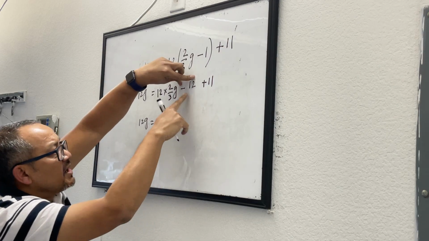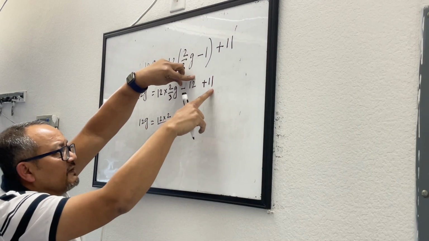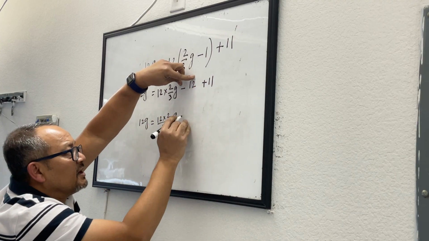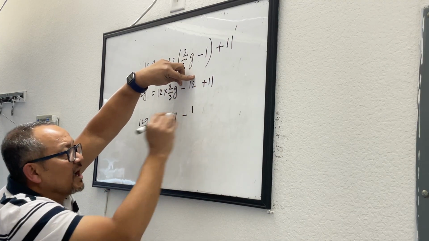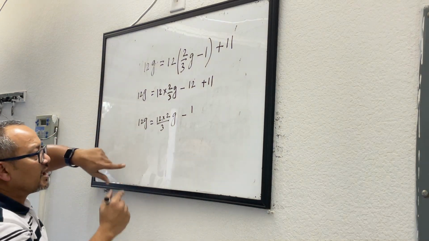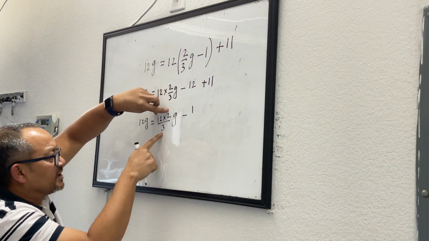Now I have minus 12 plus 11. This much of debt, this much of income. After settling this, I will still have this much of debt. Okay. Now this guy, 12 into 2 is 24 by 3, 8.